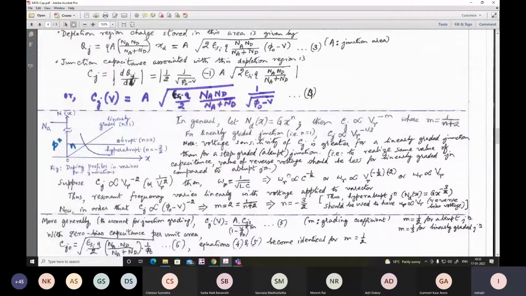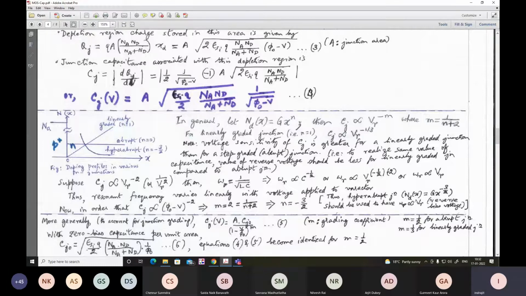So as you can see, for the same amount of reverse voltage, namely 8 volts, for linear grading we have a capacitance of 0.5 microfarad, whereas for the abrupt junction we get 0.35 microfarad. As 0.5 is greater than 0.35, we say that the voltage sensitivity for the linearly graded junction is more than for the step graded junction.